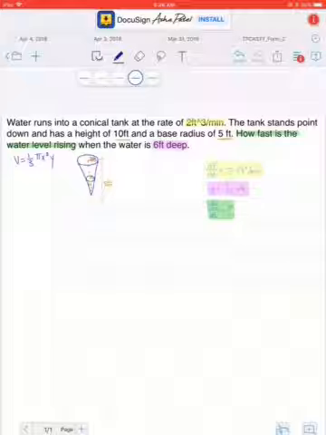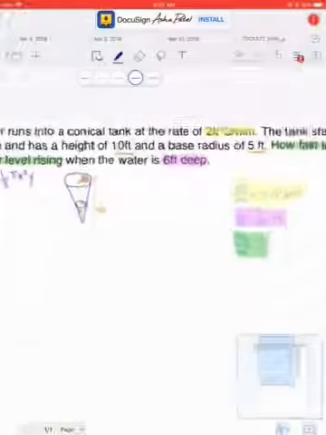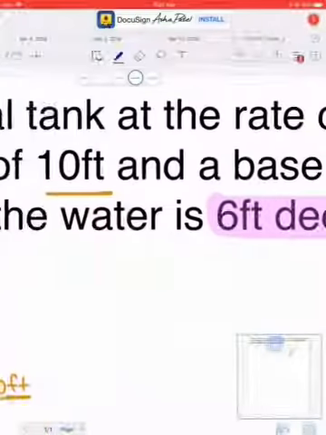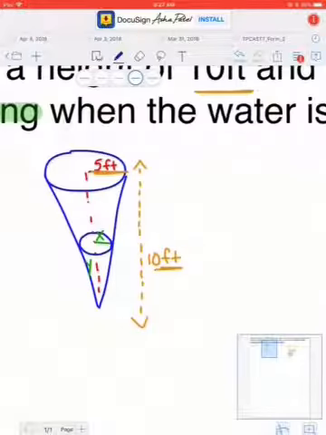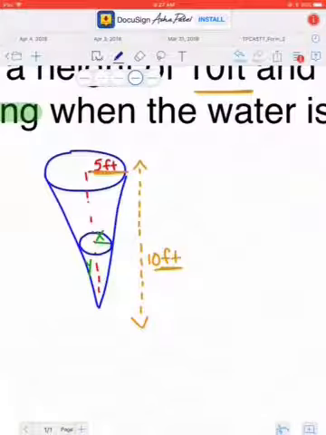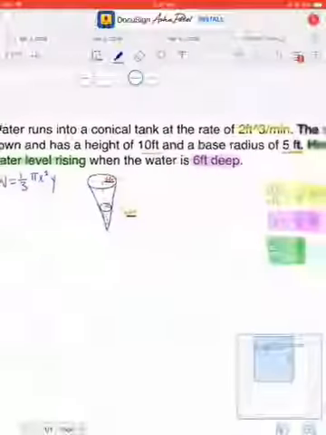This is a related rates problem, and from the information given, we can tell that this is a conical tank, obviously. The height of the tank is 10 feet, as given in the problem, and the base radius is 5 feet. So we drew our diagram and we labeled it out. So here we have our 5 feet and our 10 feet.